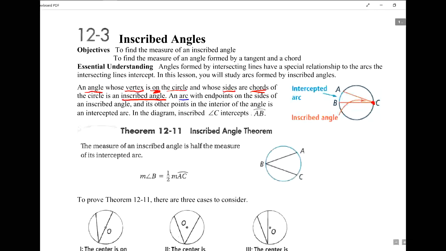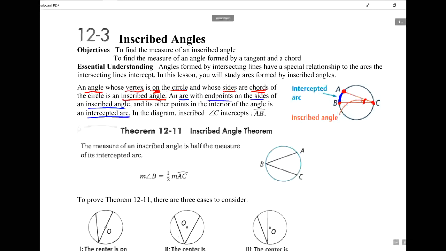Now, the arc that has endpoints on the sides of the inscribed angle and its other points on the interior of the angle is an intercepted arc. So we look here at our intercepted arc, and we can see that here is where our inscribed angle intercepts the circle, and the arc between those 2 points is the intercepted arc. So this is the angle that we're talking about here.